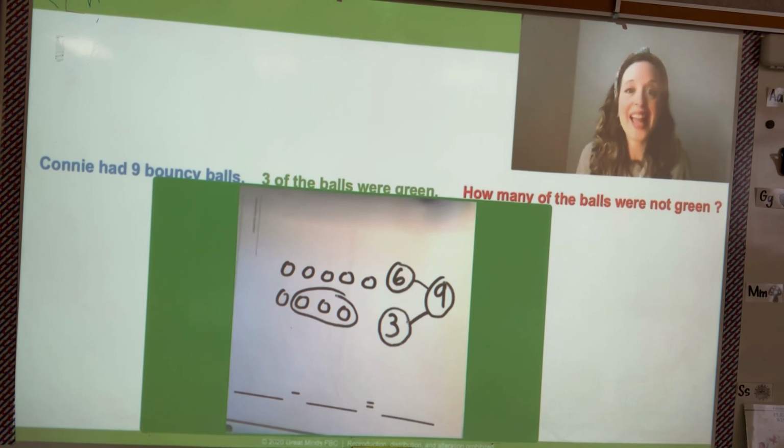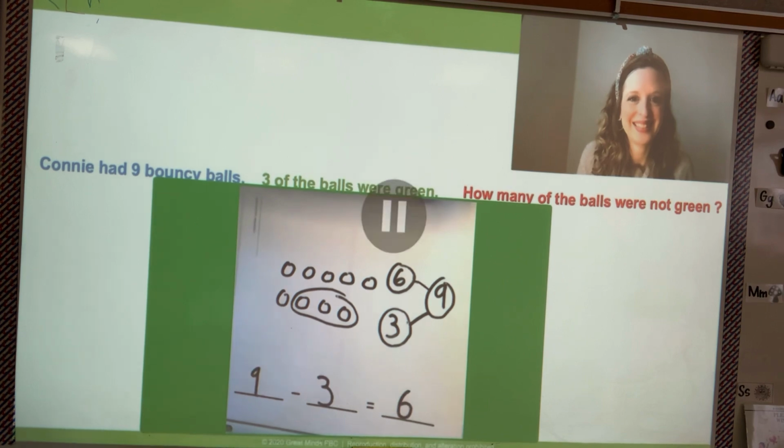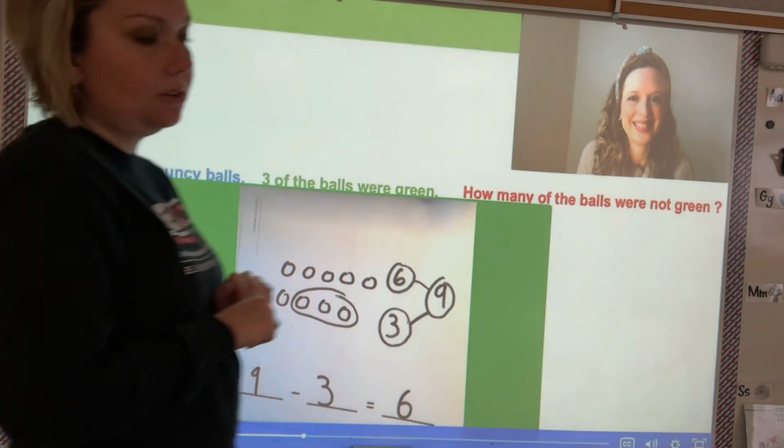Our drawing and our number bond tells about our story. Now, let's write a subtraction sentence that will also tell about our story. Use the number bond to help you write your subtraction sentence, starting with the whole and taking away a part, and ending with the part. Pause the video to write your subtraction sentence. Okay, write your subtraction sentence and hold it up.